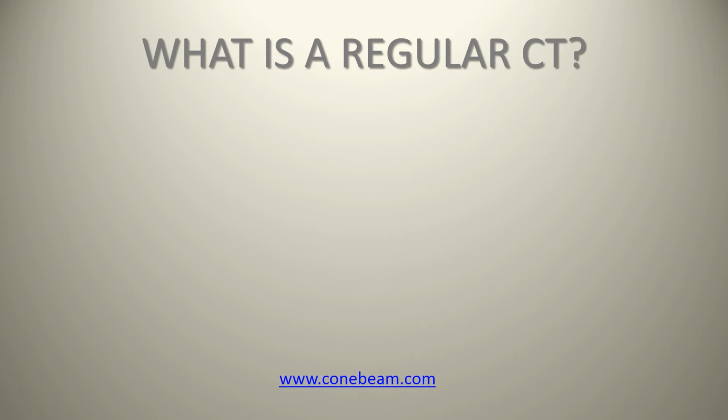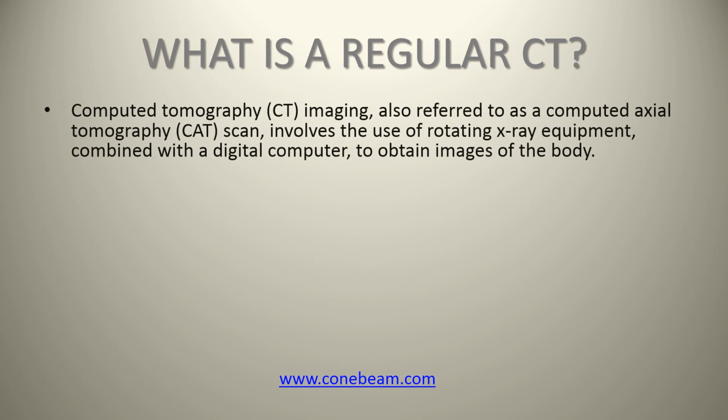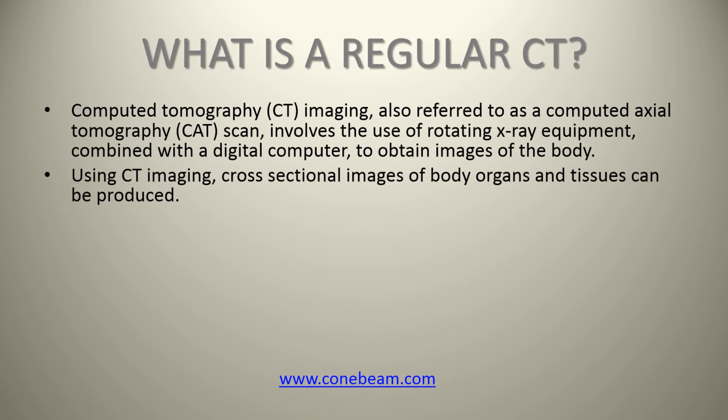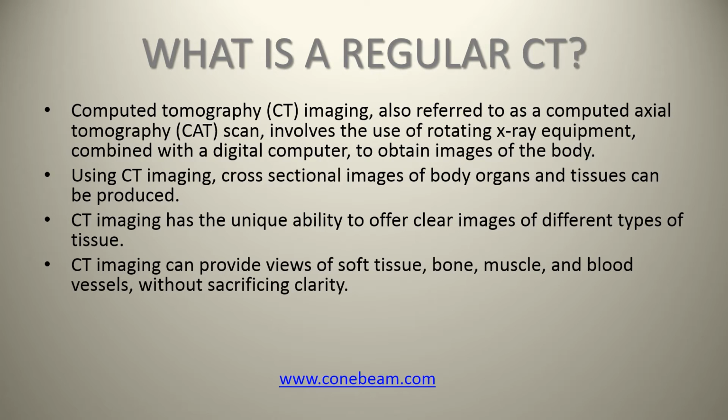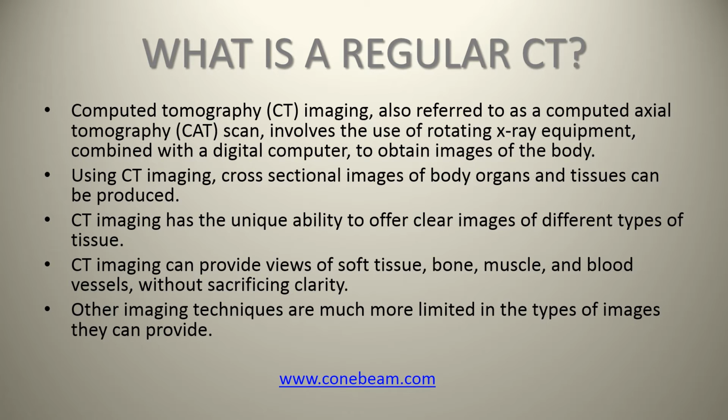Before we start talking about cone beam CTs, we need to know what a regular CT scan is. And this is helpfully provided to us by a website called conebeam.com. CT basic imaging, also referred to as computed axial tomography or the CAT scan, involves the use of rotating X-ray equipment combined with a digital computer to obtain images of the body. Using CT imaging, cross-sectional images of the body organs and tissues can be produced. CT imaging has the unique ability to offer clear images of different types of tissue. CT imaging can provide views of soft tissue, bone, muscle, and blood vessels without sacrificing clarity. Other imaging techniques are much more limited in the types of images that they can provide.